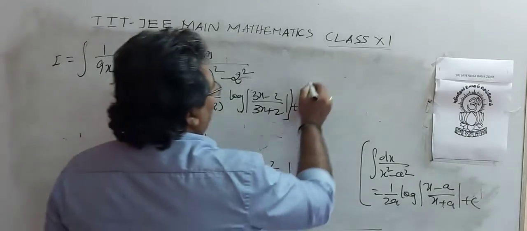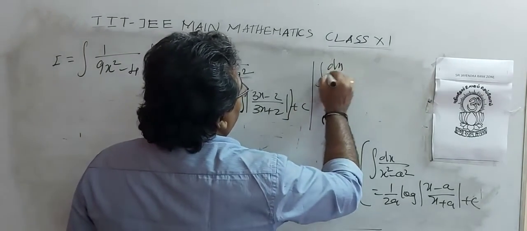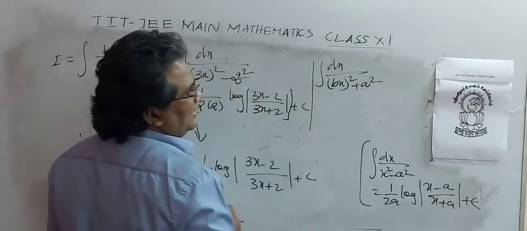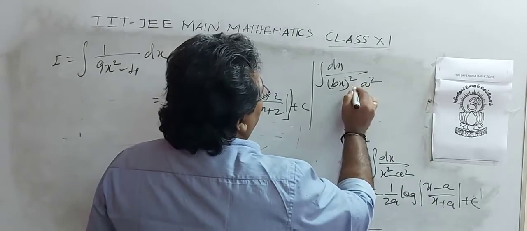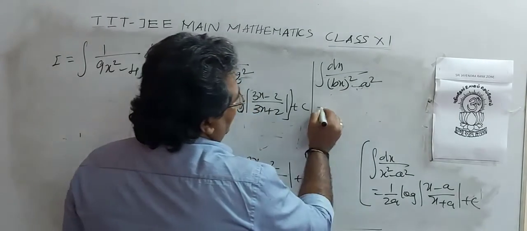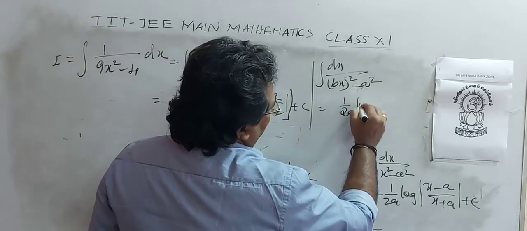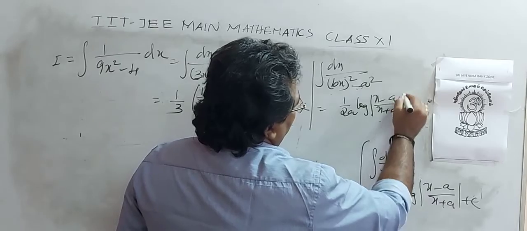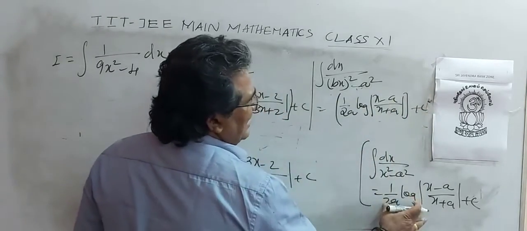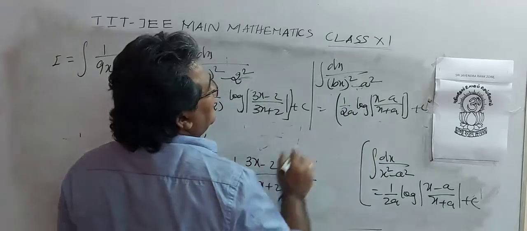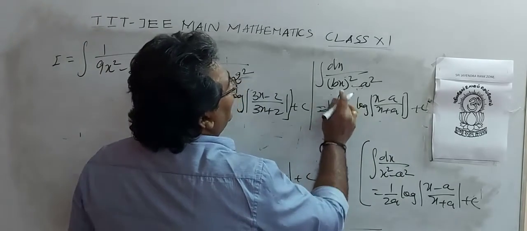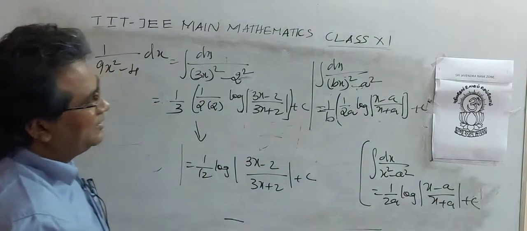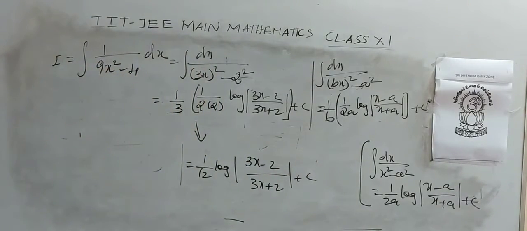So here we applied the integral dx by (bx) whole squared plus a squared, or (bx) whole squared minus a squared. So 1 by 2a log modulus of (x minus a) by (x plus a), in addition to that into 1 by b, the coefficient of x. So shortly we can do this. Note that formula.